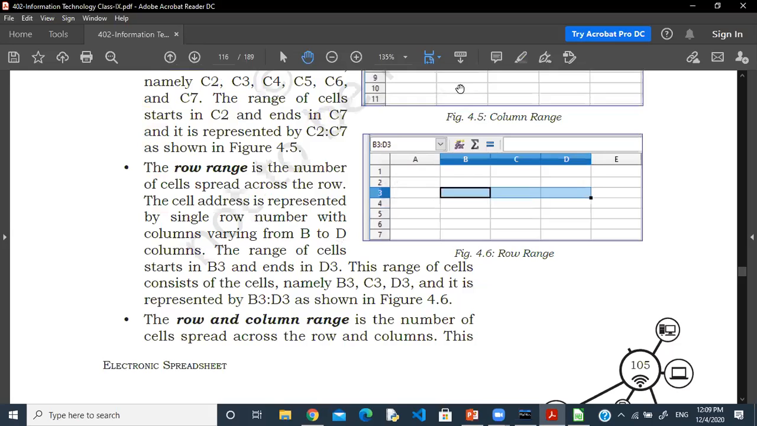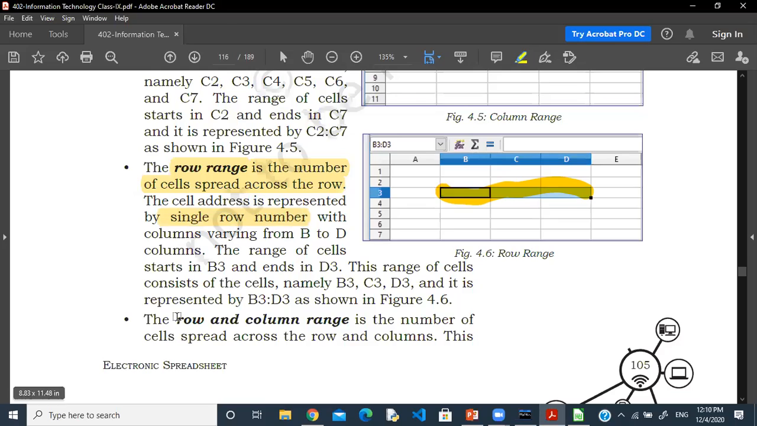Now there is one more range, and that range is known as the row range. What is the meaning of the row range? It is the number of cells spread across the row. I am selecting only across the row. Look at this. Started from B3 and ended at D3. Same row, different columns get selected. So that is called a row range. The cell address is spread across a single row number. In the previous case, it was a single column letter, but here we have a single row number.